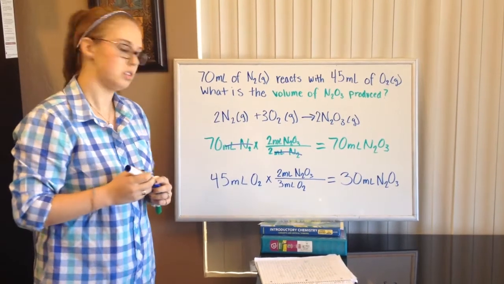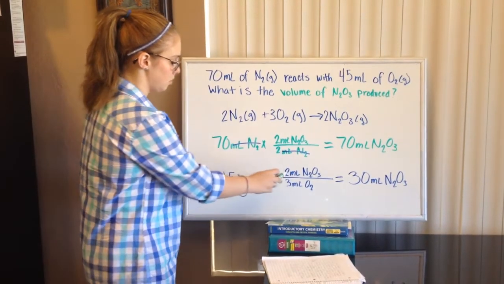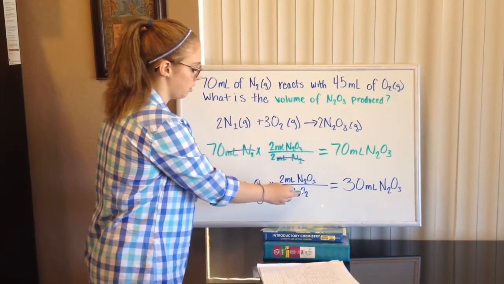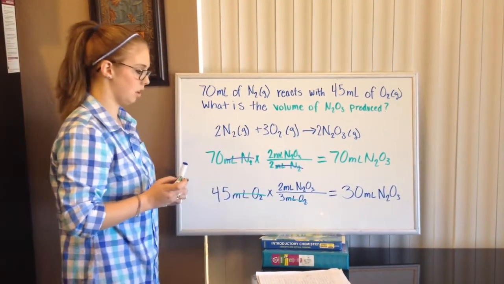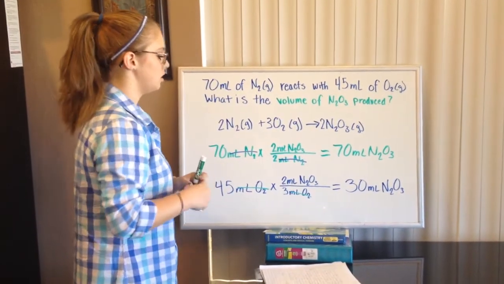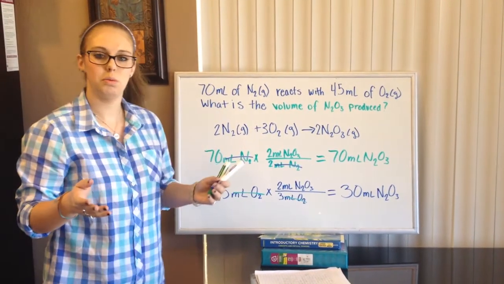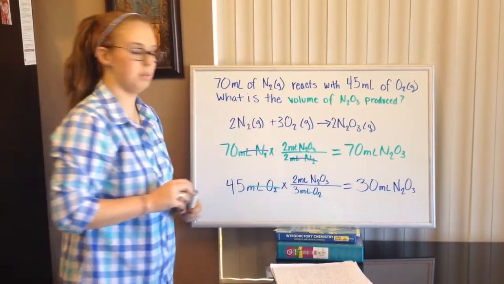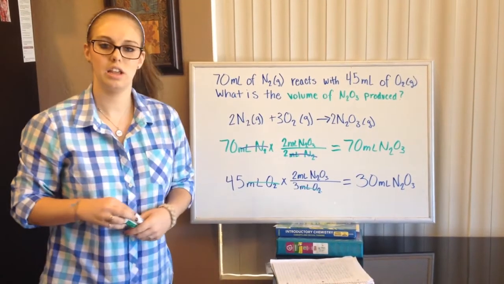Now we're going to do the exact same thing with our second reactant. We are going to take our 45 milliliters of O2 gas times our 2 milliliters of N2O3, which is our 2 moles, over our 3 milliliters of O2, which is our 3 moles. The milliliters of O2 cancel out, and then it's just basic math again, and we get 30 milliliters of N2O3. As you can see, our 30 milliliters will be our limiting reactant because it can only produce that much nitrous oxide, instead of the nitrogen, which can produce 70 milliliters of N2O3. So, to recap, our limiting reactant is our O2.